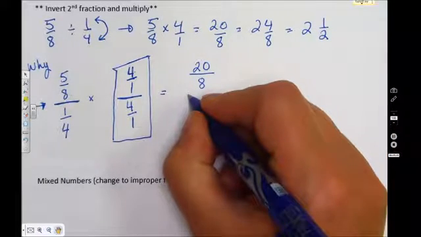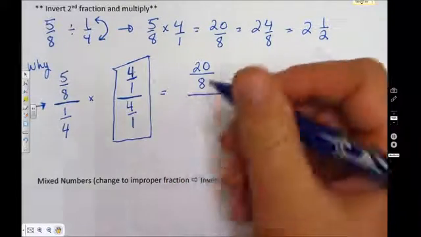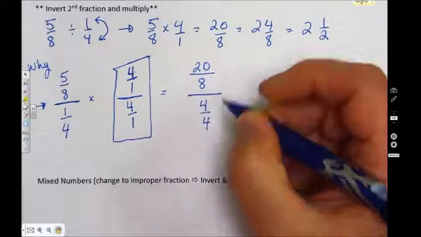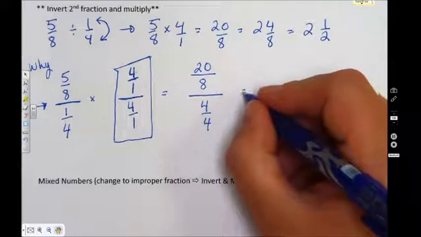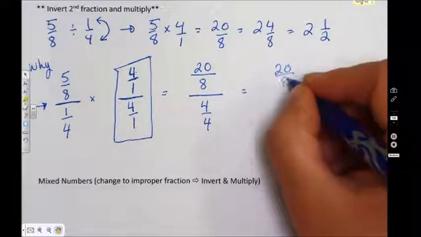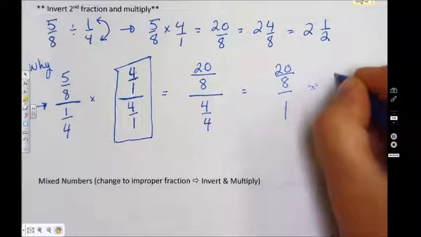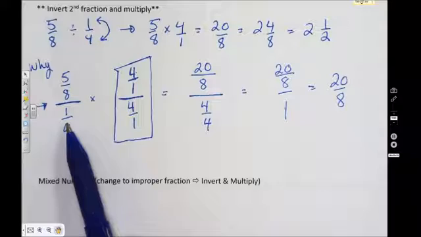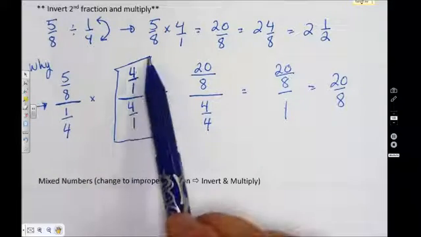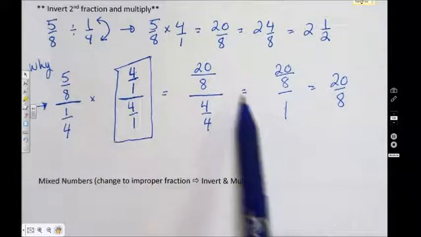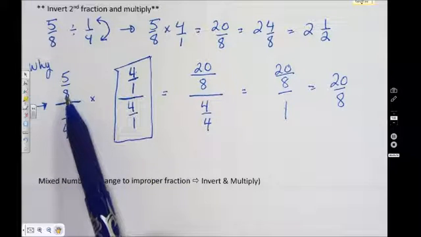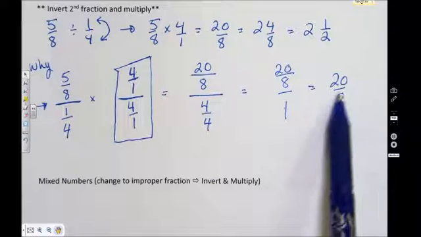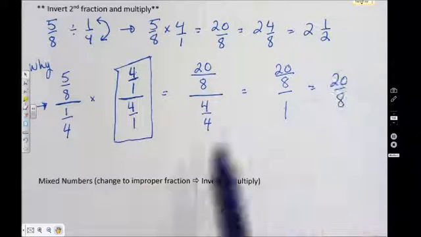And then if I multiply this, I get 4 over 4, which is 1. So I essentially get 20 over 8 over 1, which equals 20 over 8. So this is why you invert and multiply, and that's why it works, because it's like multiplying by 1. And by multiplying the flipped fraction, you get how many parts are in your denominator, and then how many parts altogether that you have.